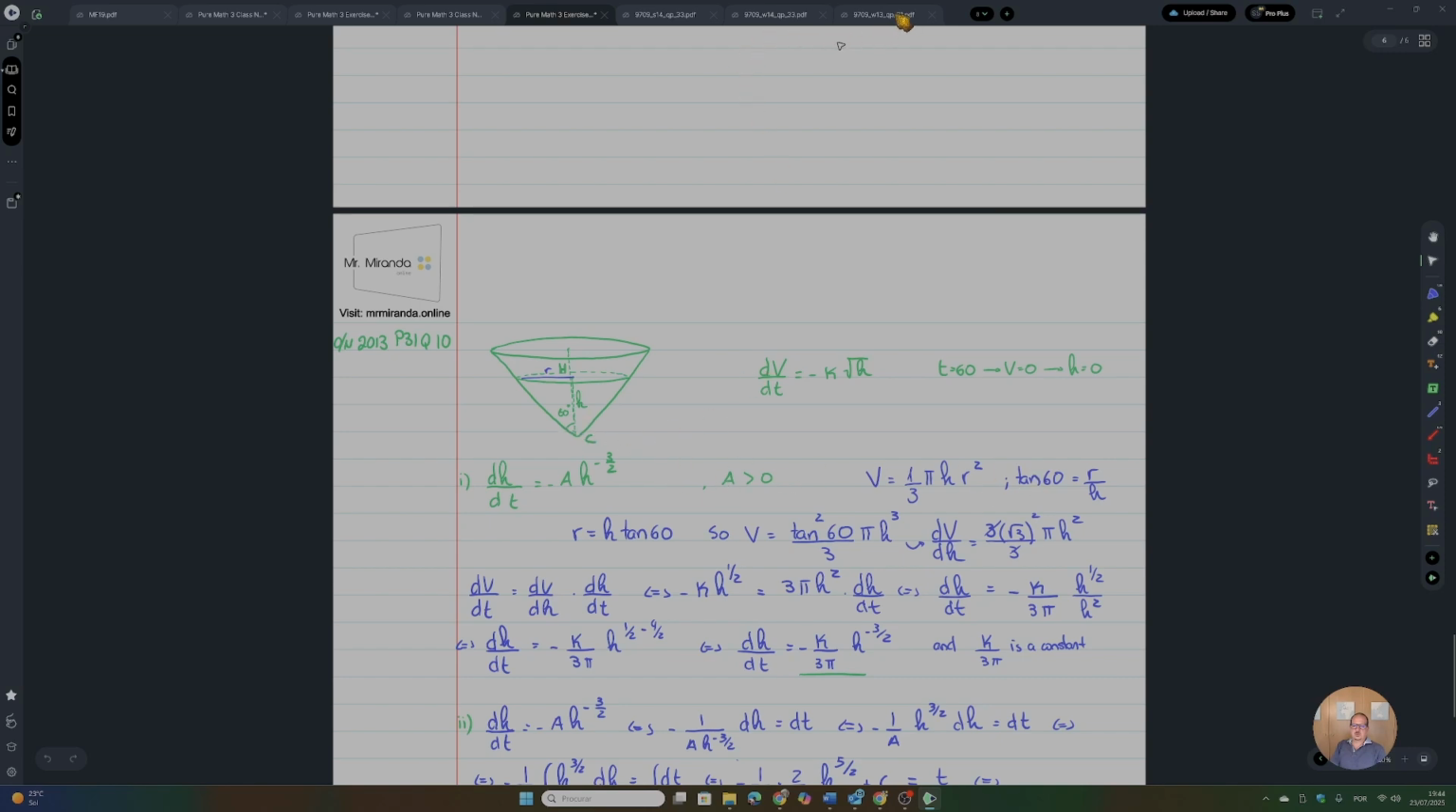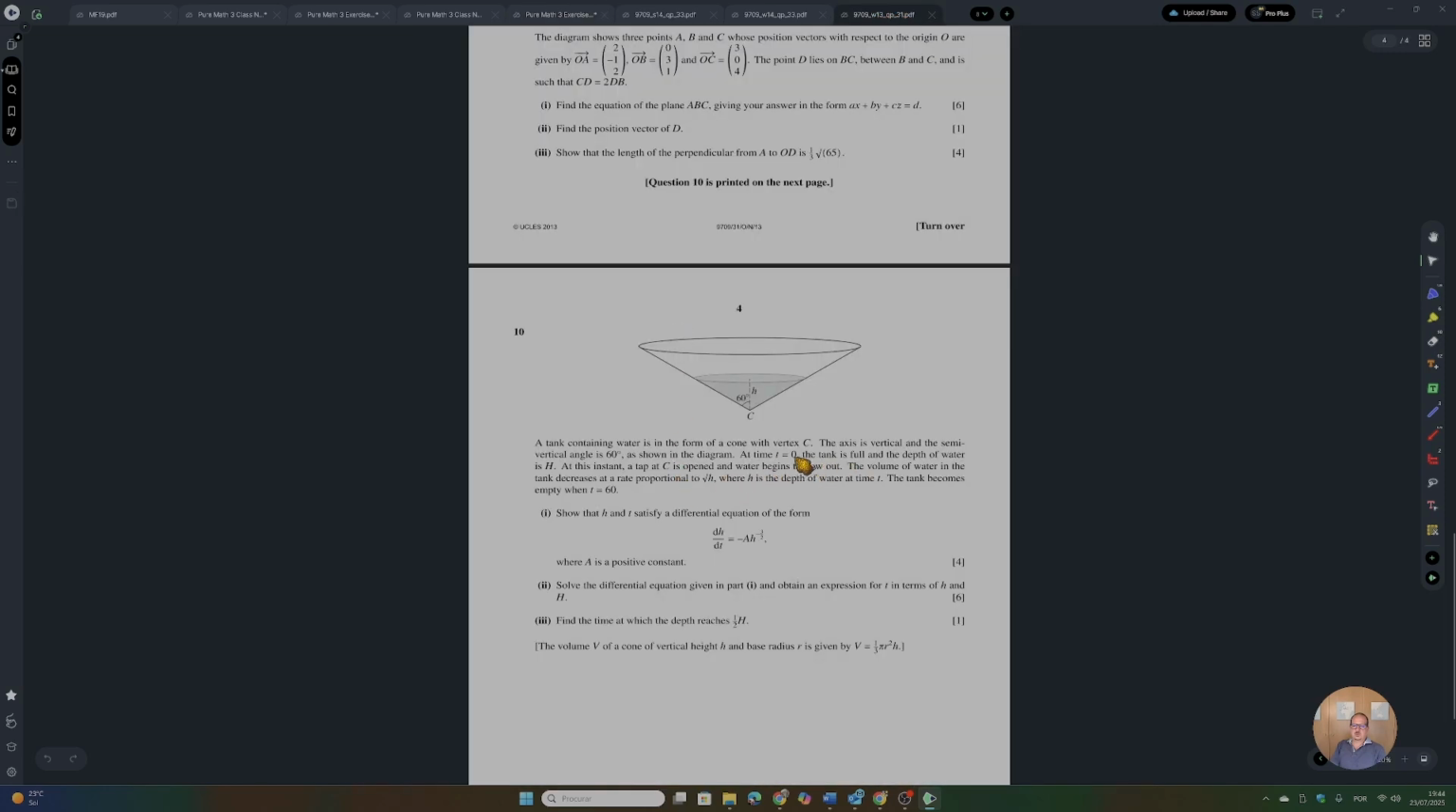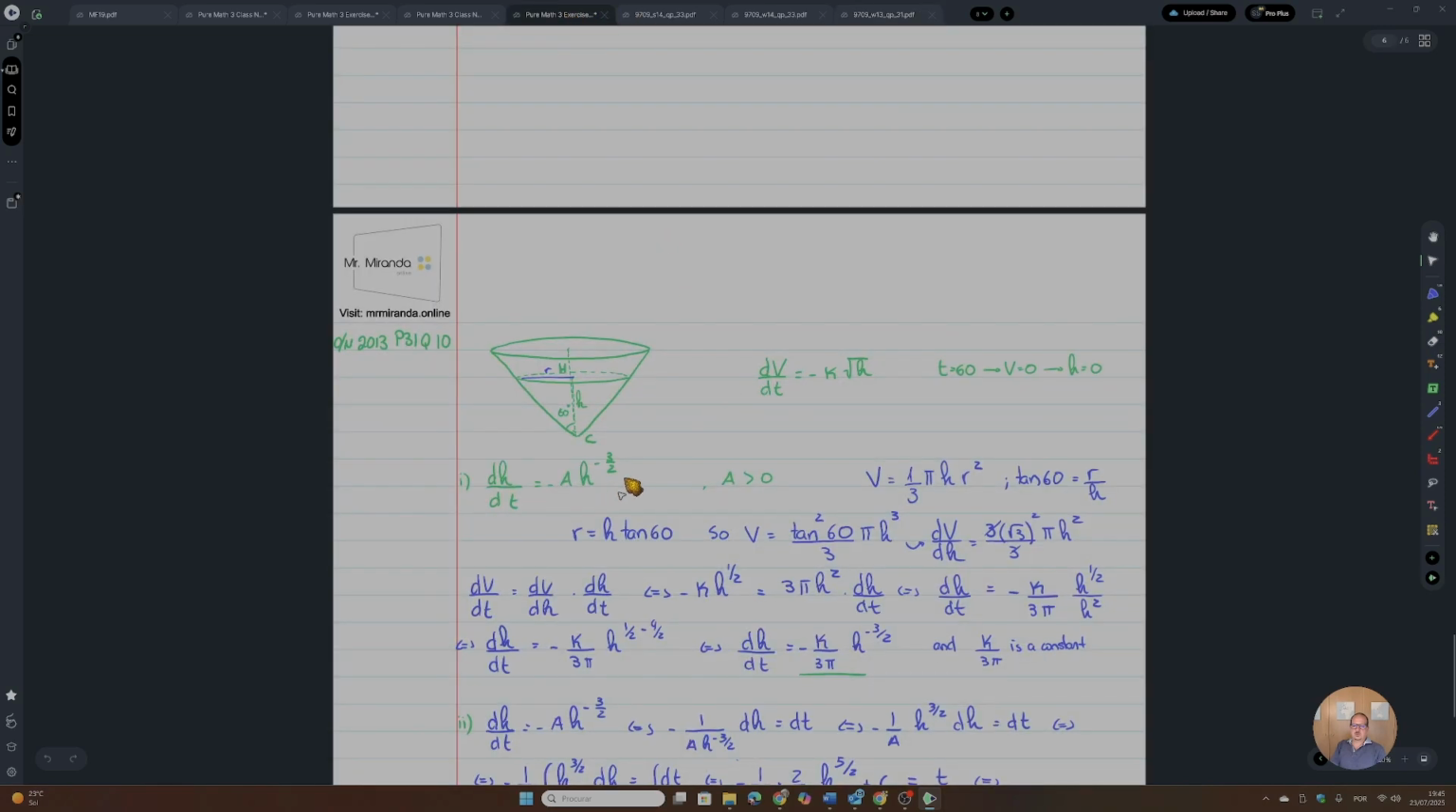You are told also that the rate at which, let me get the exact wording, the volume of water in the tank decreases at a rate. Okay, so dV/dt equals what? It is a decrease, so it's minus, proportional to square root of h, so minus k square root of h. This is what you get, right?